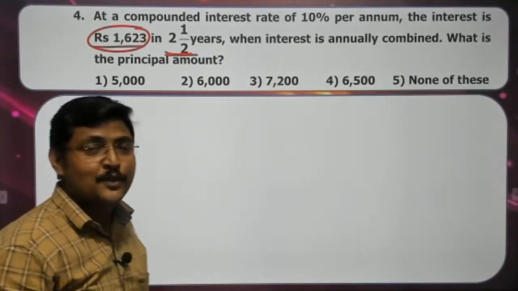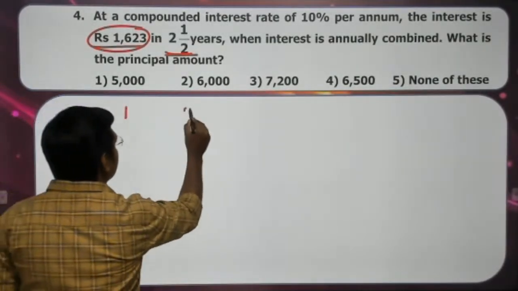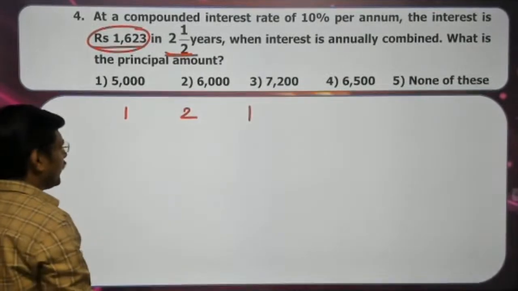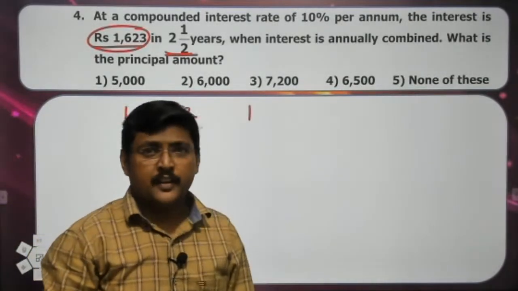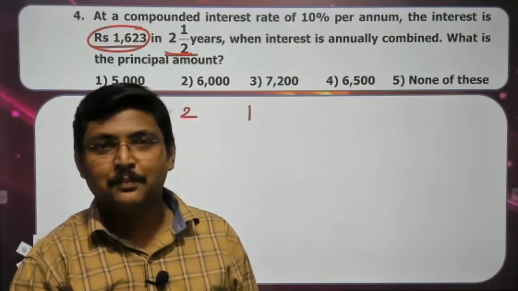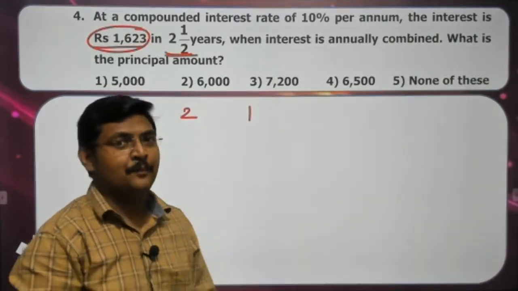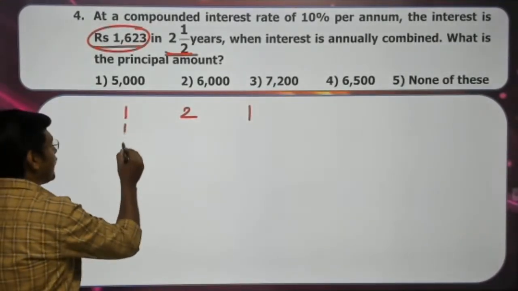So first of all I am going to calculate like this. Since it is for 2 years, I am writing the frame 1 2 1. Yes, we need to find the principal. For this question I am assuming the principal, that means the principal amount is what we need to find, I am assuming it as 100. So if I am assuming it as 100, this one is 100, right?